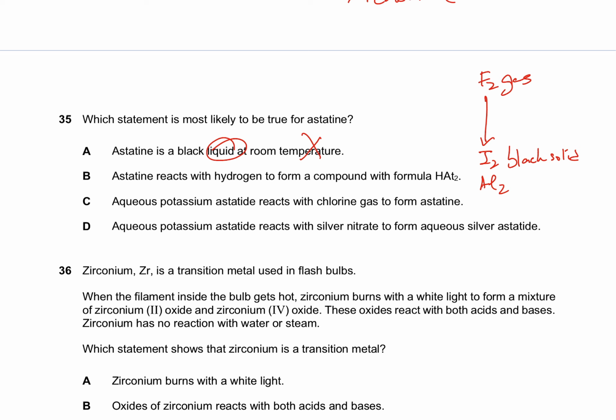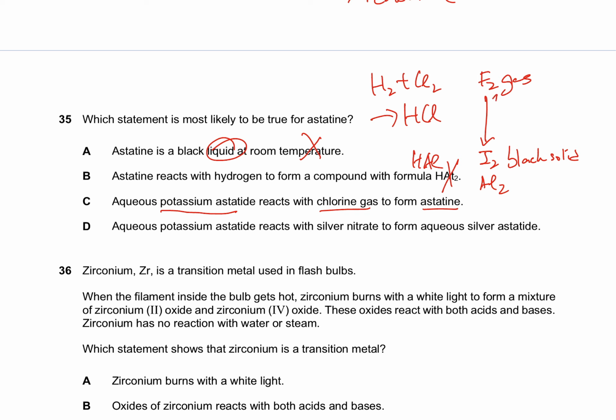Next, astatine reacts with hydrogen to form a compound HAt2. So let me ask myself, if hydrogen reacts with chlorine, do I form HCl2? Right? This sounds ridiculous because HCl2 cannot be formed. Hydrogen can only form one bond, Cl can only form one bond, so it must be HCl. So this one is wrong. It must be HAt.